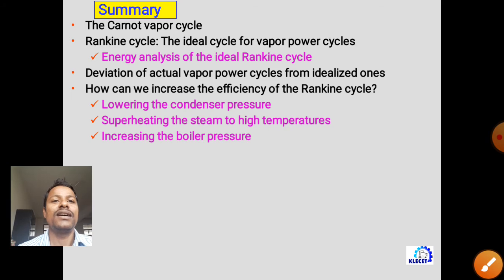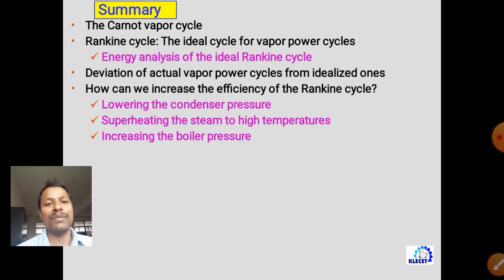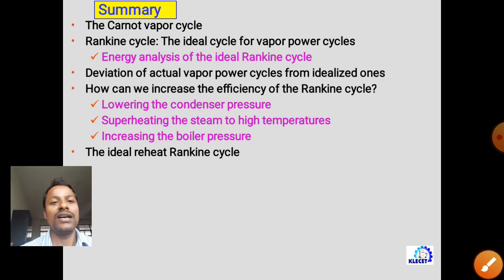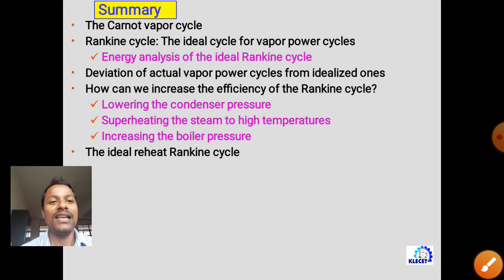After that, how can we increase the Rankine cycle efficiency? We have seen the methods to increase the efficiency of the Rankine cycle. We studied the effect of lowering the condenser pressure, superheating the steam to very high temperatures, and increasing the boiler pressure. These are very important from the exam point of view. We have studied them in our previous video lectures. Then the ideal reheat cycle we have studied, and we have solved numericals on the ideal reheat cycle.